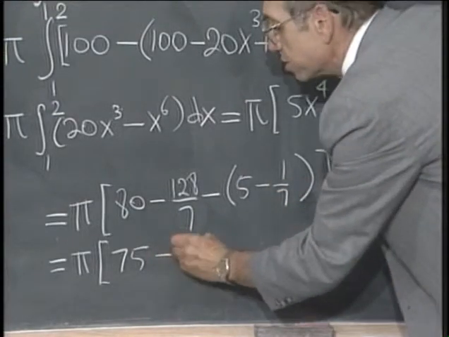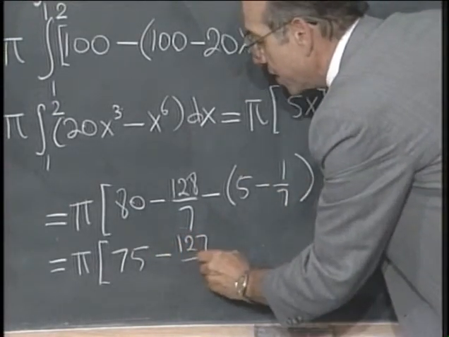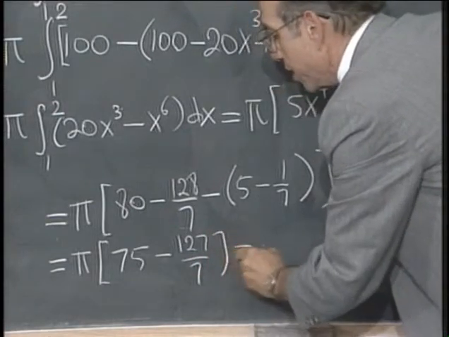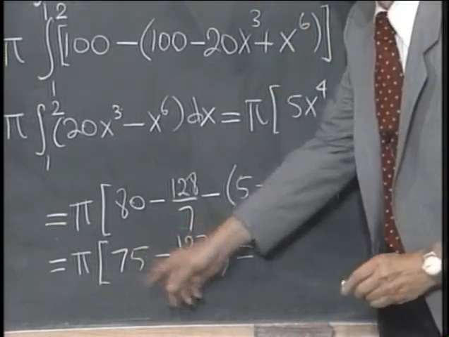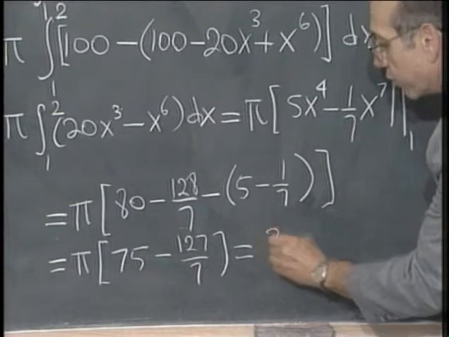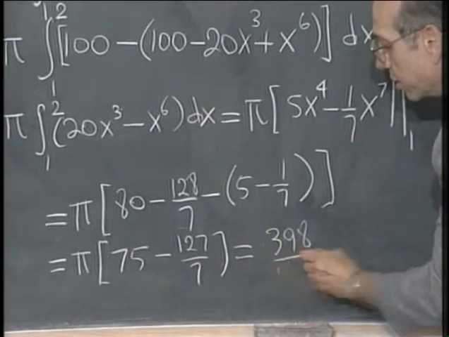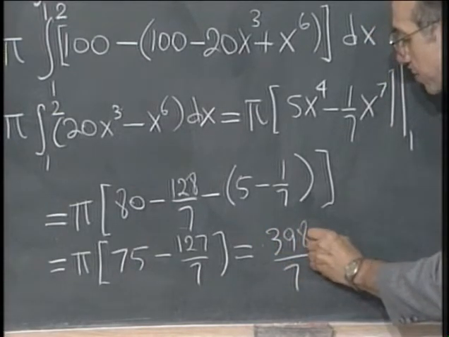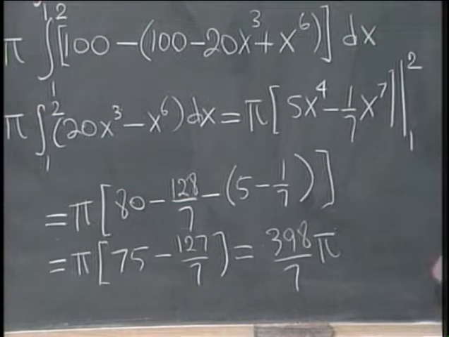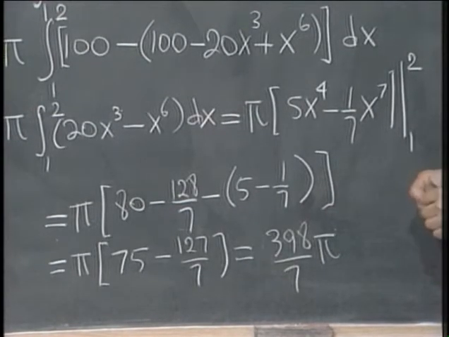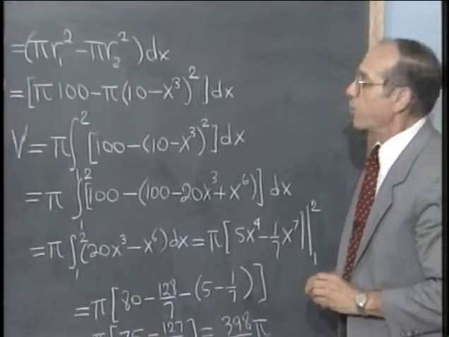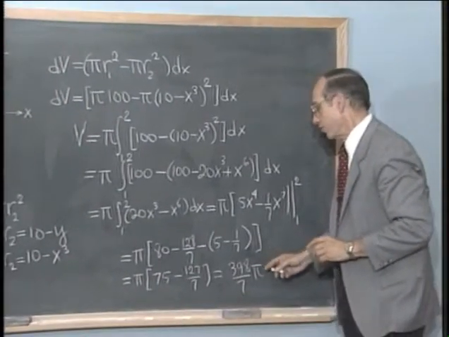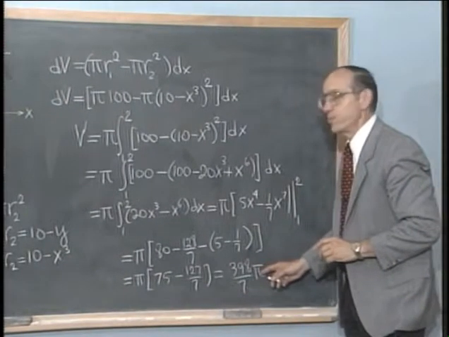So that's minus 127 over 7. And finally, if we combine this into a single fraction, we get 398 over 7 times pi. That's a long problem, but I hope we have the right answer. The total volume is 398 pi over 7.